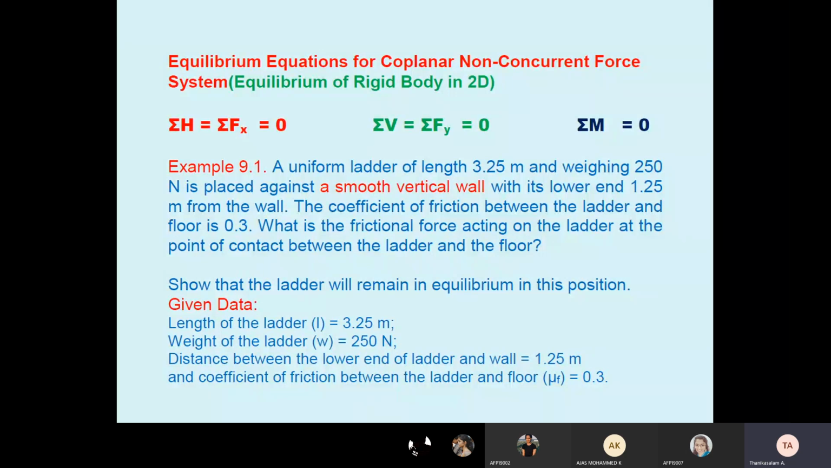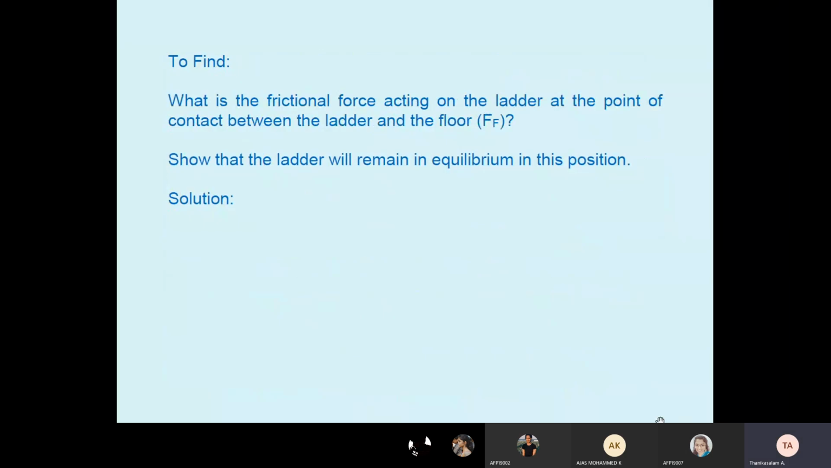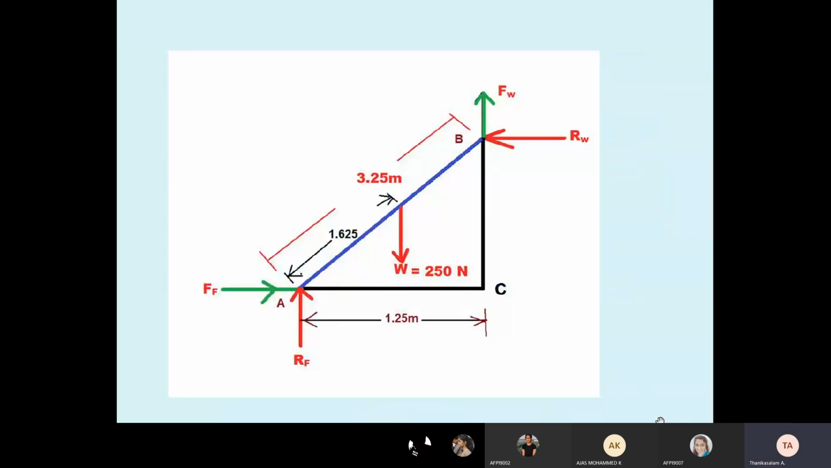Then we start with some problems. In this problem, they asked what is the frictional force acting on the ladder at the floor, and to show whether the ladder will remain in equilibrium or not. First, they asked the frictional force at the floor, that is FF, and whether the ladder is in equilibrium or not. The length and everything are given. The diagram is not given, so I have drawn it based on the statement.